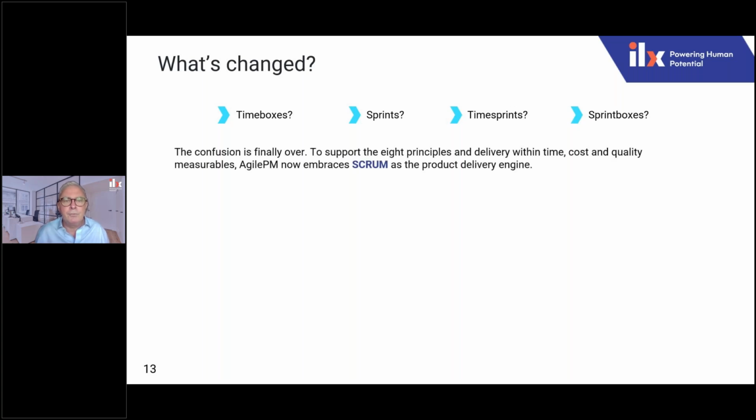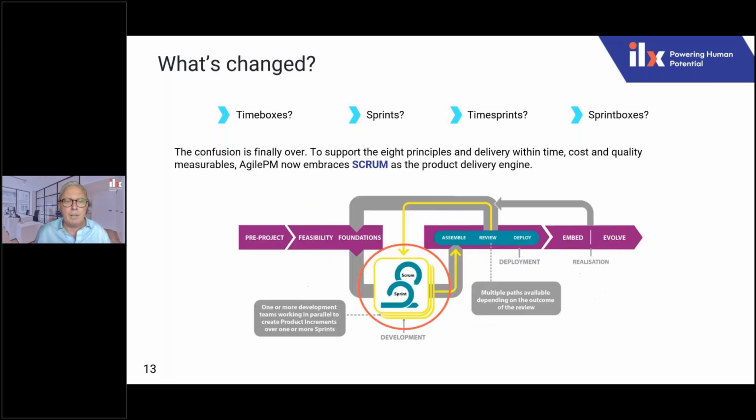Well, that confusion is finally over. To support the 8 principles and to deliver within time, cost and quality, because we know how important that is to projects, Agile PM now embraces Scrum as the product delivery engine. It doesn't have to be Scrum. Agile doesn't say this is the way, you have to do it this way. It's not prescriptive like that. It gives a best practice, but it will also give workable options. This diagram might look a little bit confusing at first, but it's just to reiterate the point that Scrum can now be brought in as a development product delivery engine.